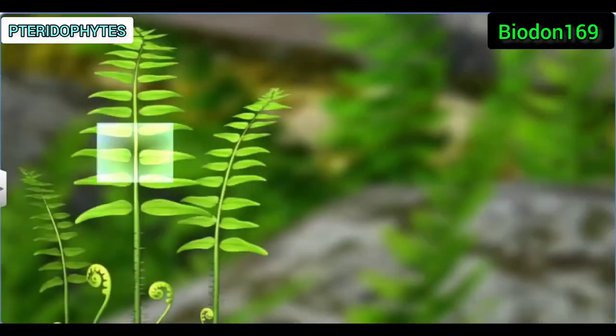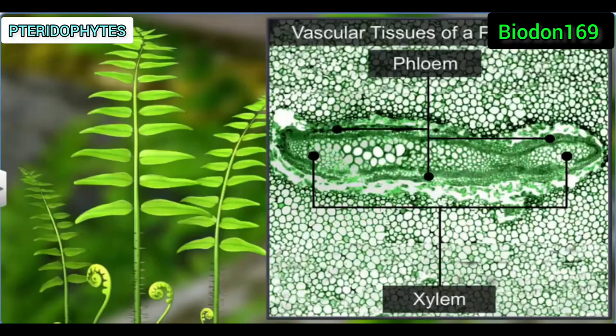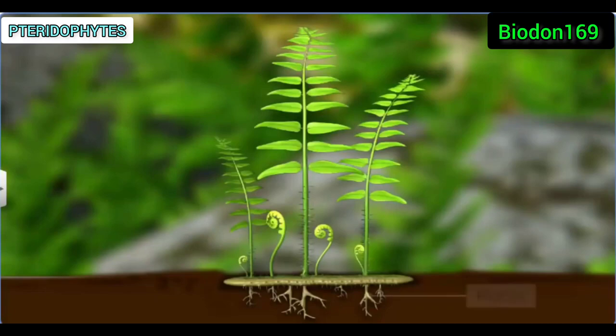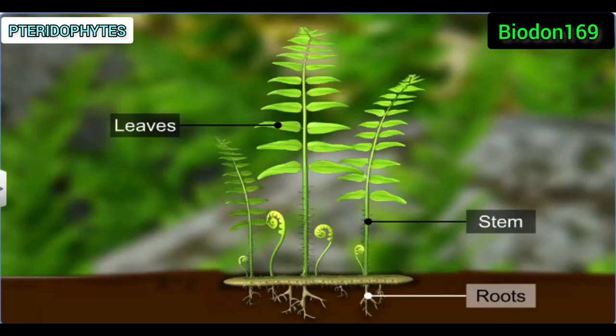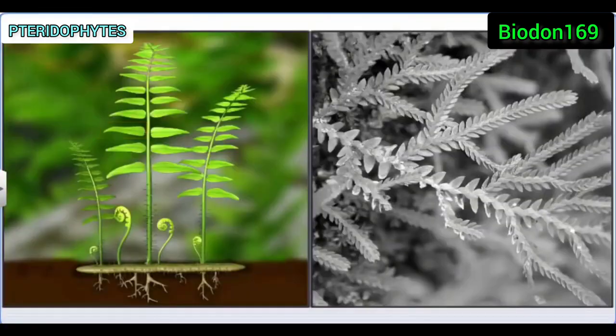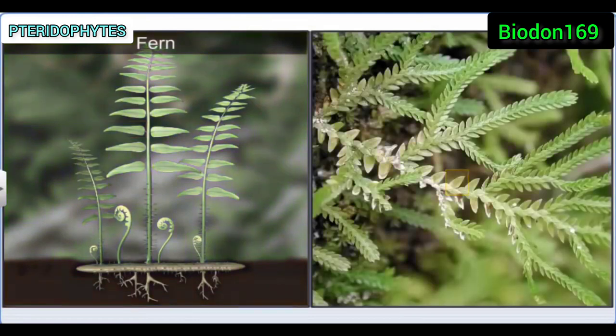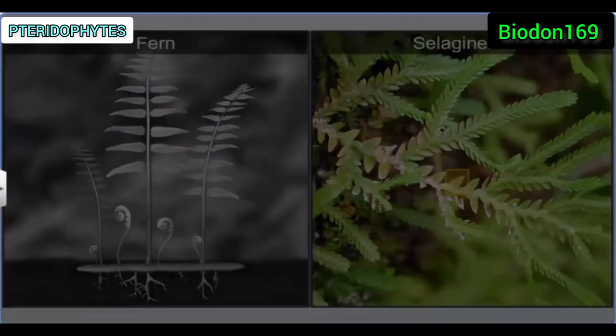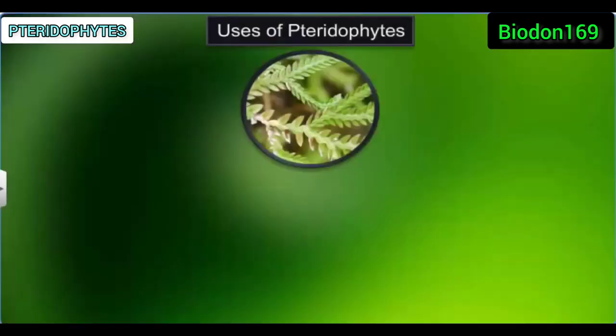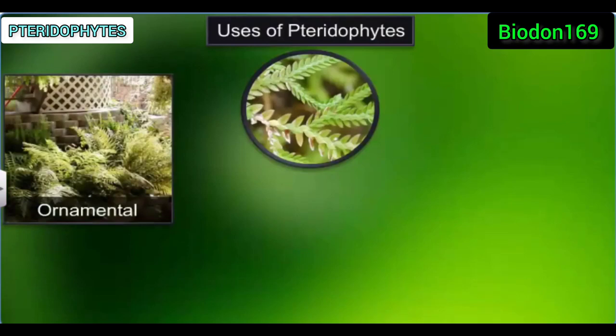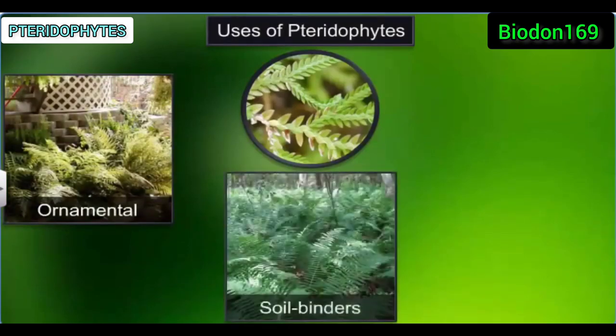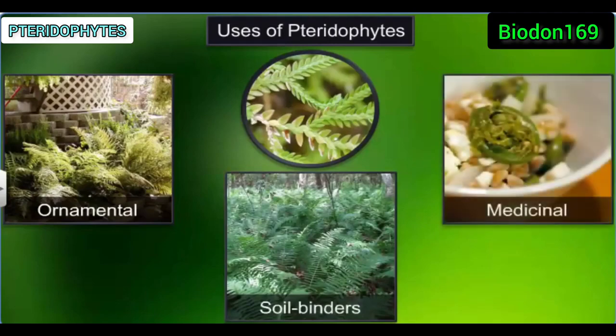They occupy a special place in plant evolution, as they were the first terrestrial plants to possess vascular tissues and true root, stem and leaves. The leaves of a pteridophyte are large as in ferns or small as in the case of Selaginella. Pteridophytes are widely used as ornamental plants, soil binders, and for medicinal purposes.